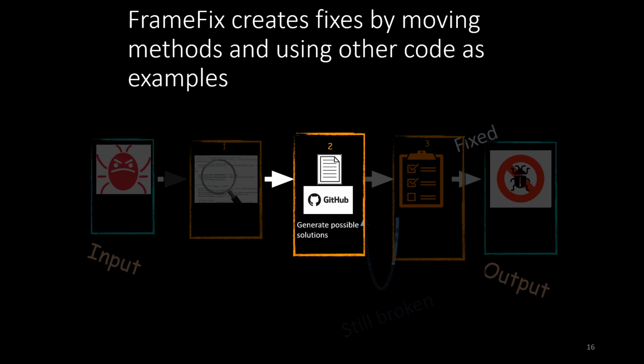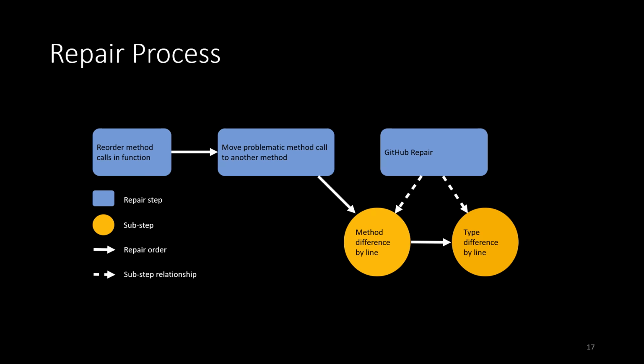And then to generate possible solutions, FrameFix uses two techniques. One, moving methods to other locations, and two, using code on GitHub as examples to generate a new section of code. Shown here is a more in-depth diagram of the FrameFix repair process. Steps in this process are ordered according to the worst case time it would take to perform that repair, with the shortest being at the beginning and the worst being at the end. The first step in this repair process is reordering method calls in a function.